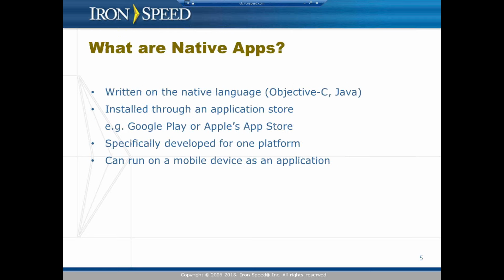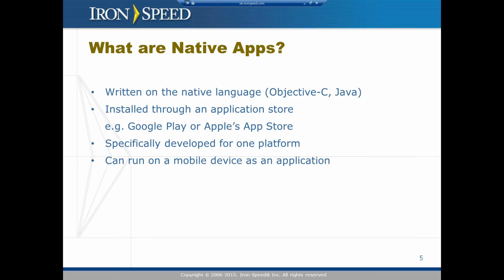So what are native applications? In short, a native application is written in the native language supported by the particular operating system or device. As an example, in the case of Android, it's going to be Java, or in the case of iOS, it's going to be Objective-C or Swift these days. These native applications can be installed through an app store, like the Google Play Store, the Apple App Store, or Amazon's App Store. And they're specifically developed for one platform.